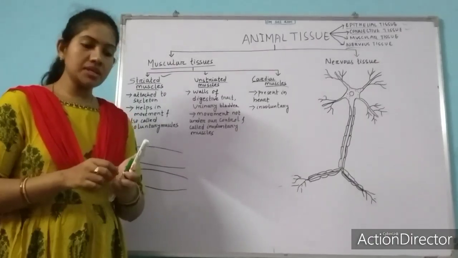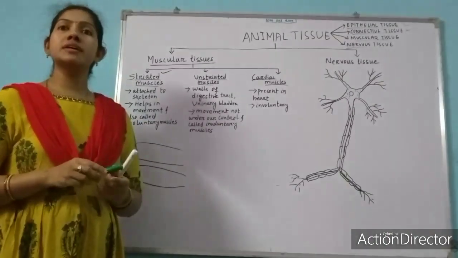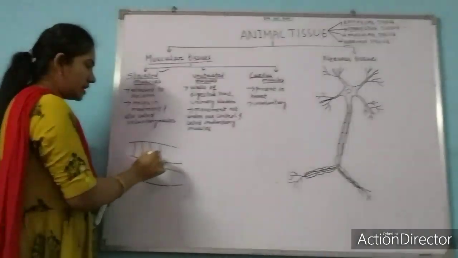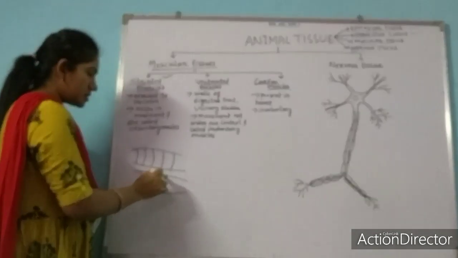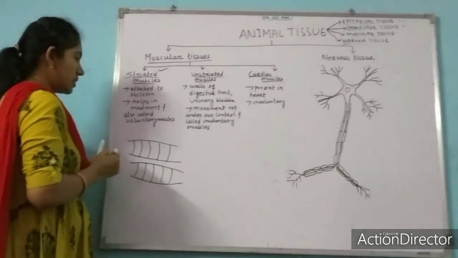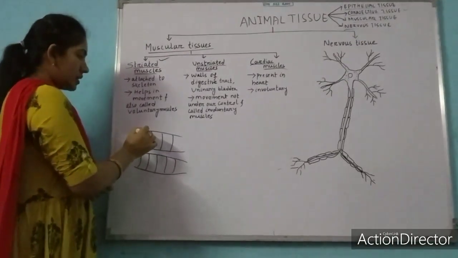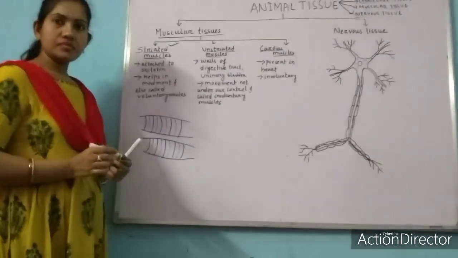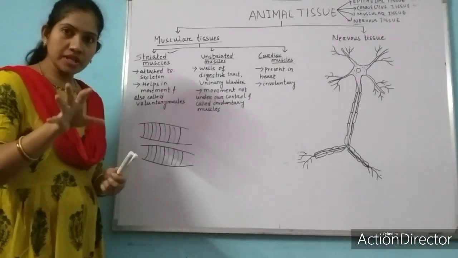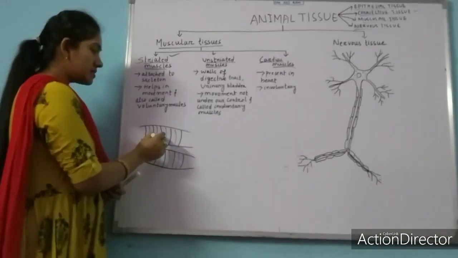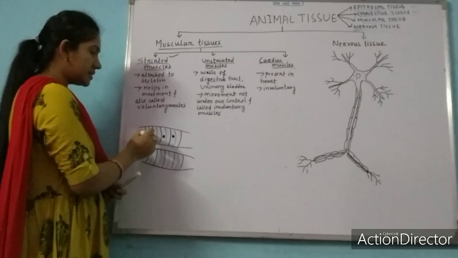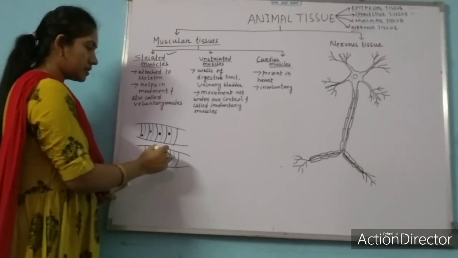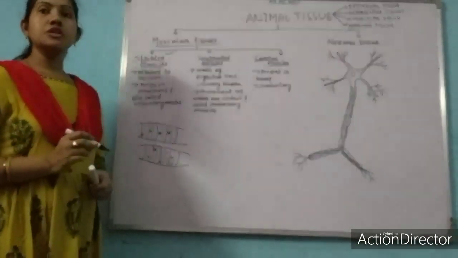The name striated means it has several bands over its surface. Bands means some dark color bands and some light color bands. Over the surface of this tissue, there are some dark and light color bands. That's why it is named striated muscles. And one more distinct feature of striated muscle is that it has a number of nuclei. It is multinucleated. Remember this. Striated muscles are multinucleated. They have more than one nucleus.